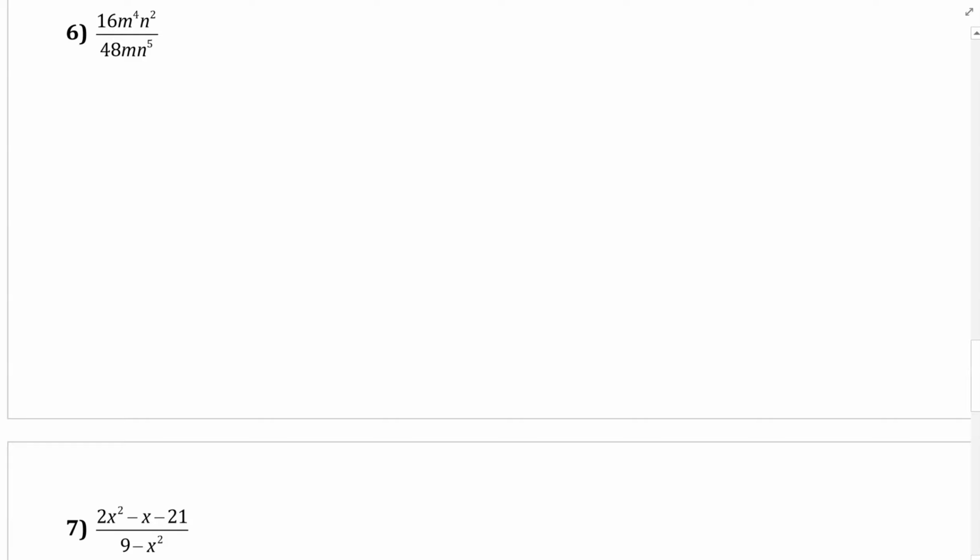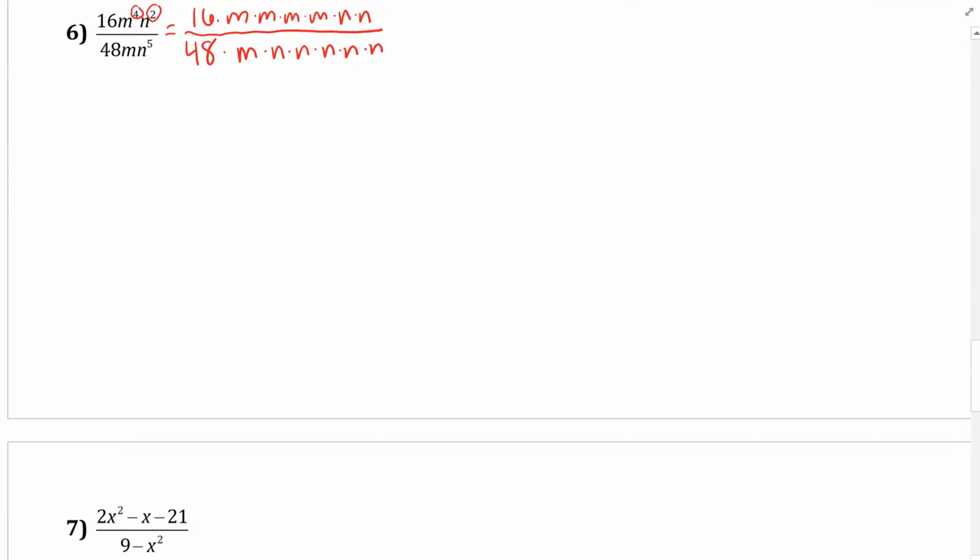Similarly, in example 6, everything here was connected through multiplication. So you can just think of this as 16 times m, n, and n. You don't have to write this out when you're doing your practice problems. I just want to show you that's really what this is, right? It's 4 factors of m being multiplied together, 2 factors of n, and a factor of 16. And then I've got 48m and then 5 n's.